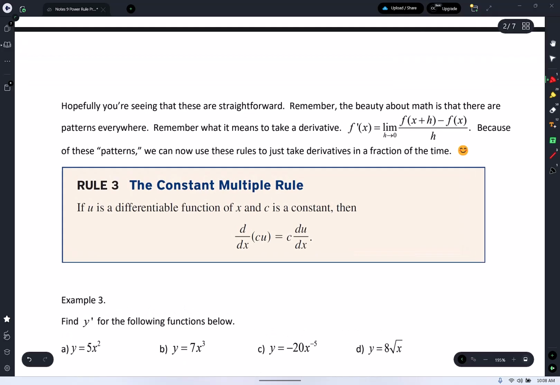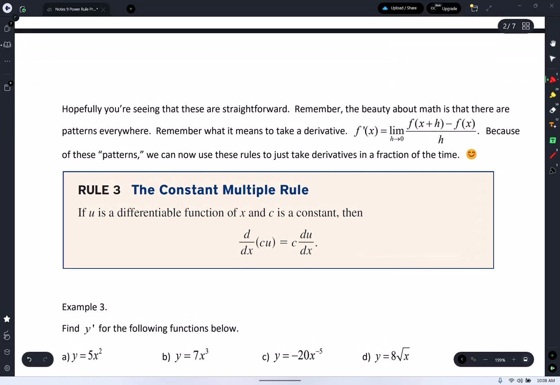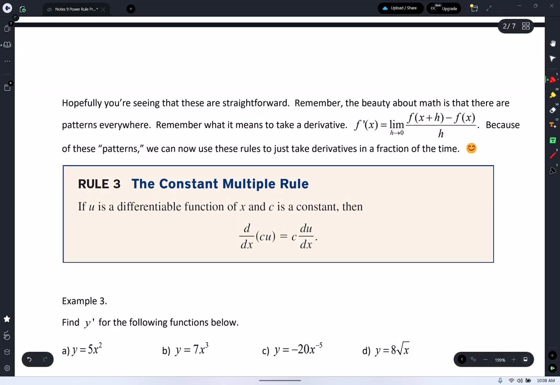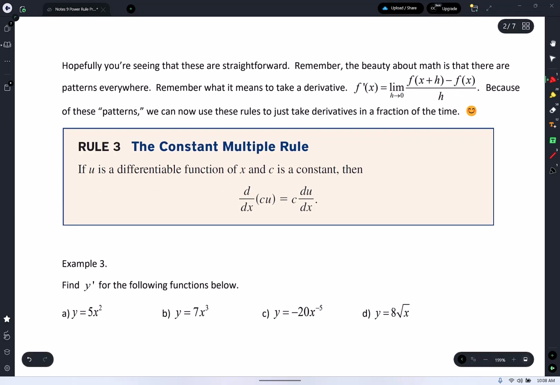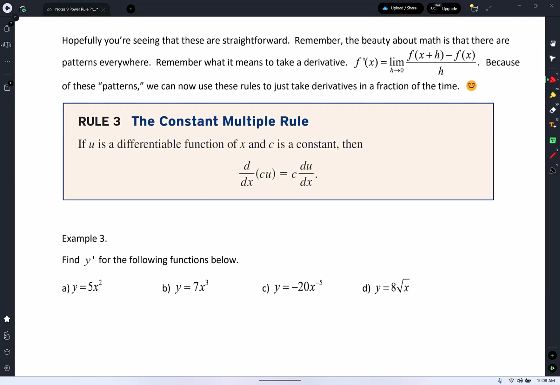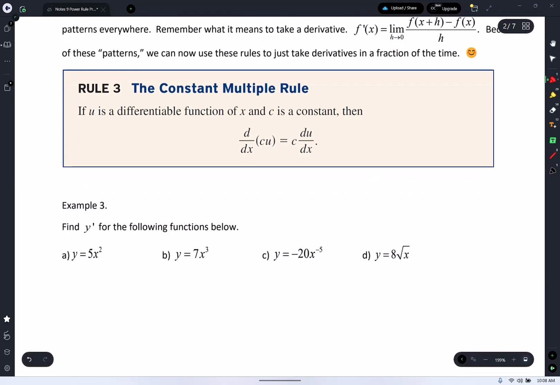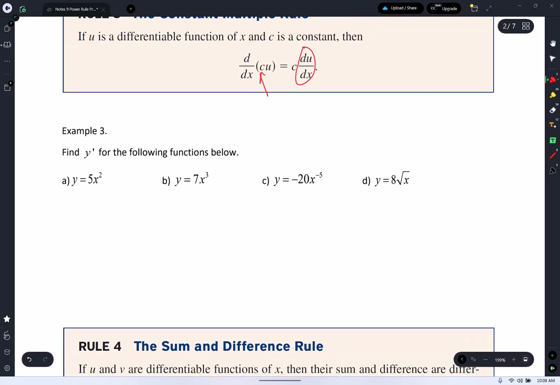Hopefully you're seeing these are straightforward. Remember, the beauty about math is that there are patterns everywhere. Remember what it means to take a derivative. Because of these patterns, we can now use these rules to just take derivatives in a fraction of the time. So all this means is, I have a constant, and it just means constant times derivative, c times du dx. So I'm going to do it real quick, guys, but we're never going to do it like this ever again.